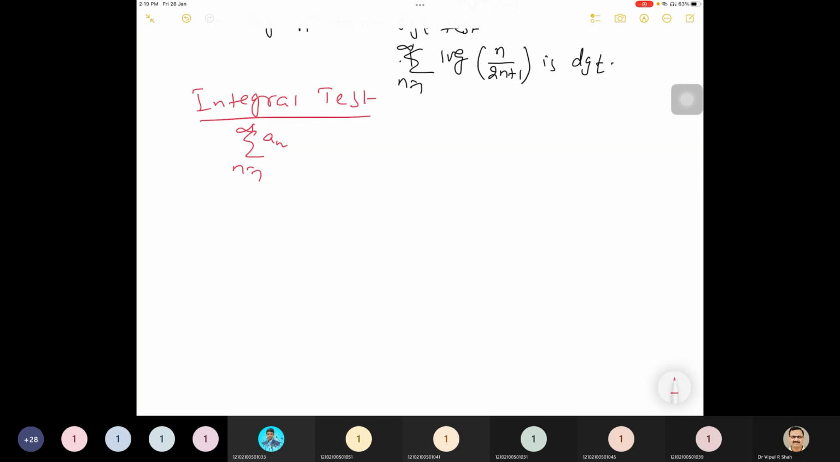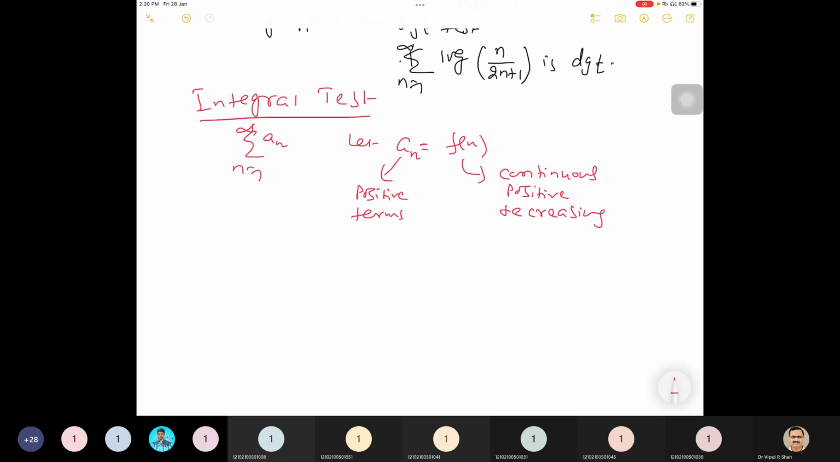Let a_n be, suppose, f(n). This is a positive term, and this function is continuous, then positive, and then decreasing. This function is decreasing.